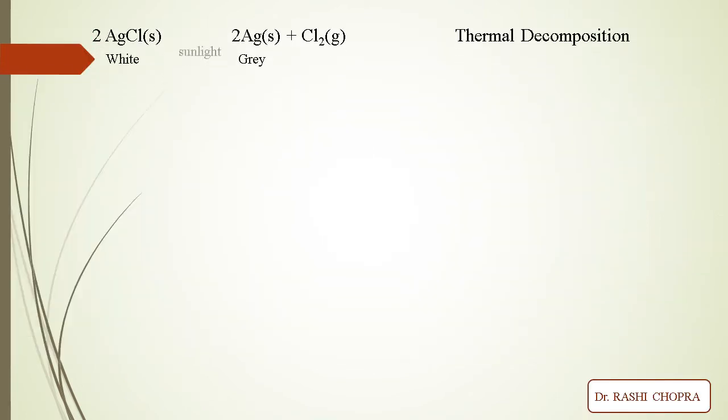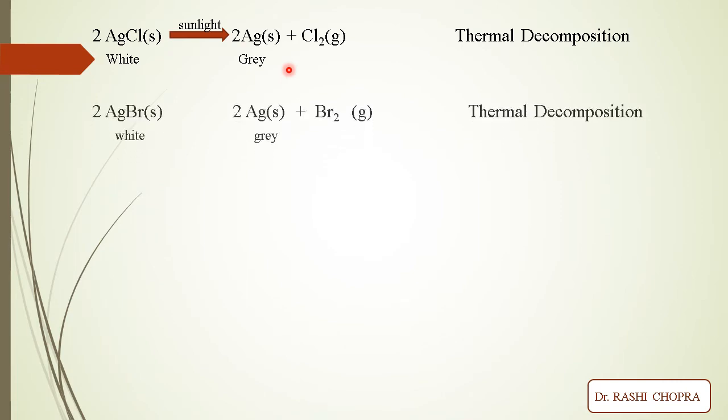Some more examples of decomposition reaction: if you keep silver chloride, a white compound, in a bottle in sunlight, after some time you will see a grayish coating over the walls of the bottle. This gray coating happens due to the decomposition of silver chloride in the presence of sunlight, which gives silver, gray in color, and that is why the gray coating is seen in the jar. So this is another example of decomposition reaction.